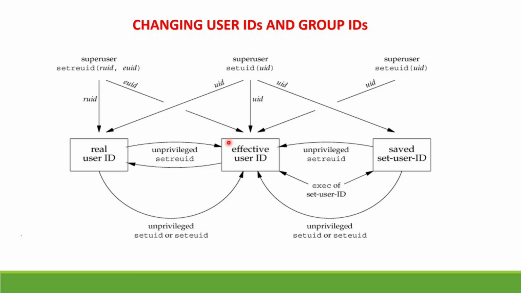So this is about changing the user ID and group IDs using these functions. In my explanation I focused only on UID, but the same is applicable for group ID also. Whatever is applicable here for the user ID is applicable for group ID.